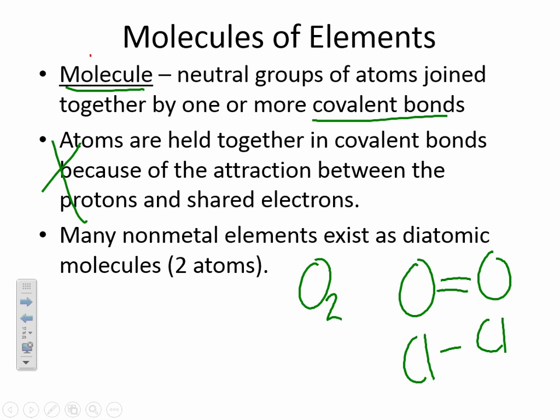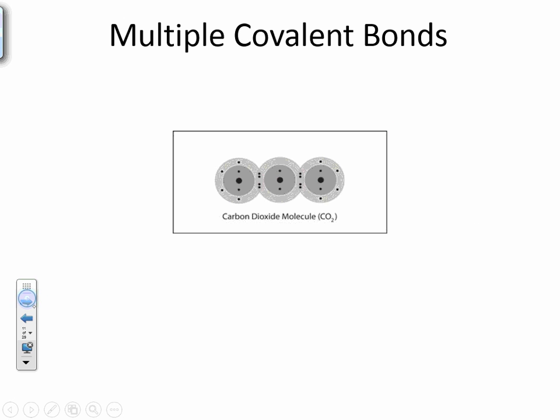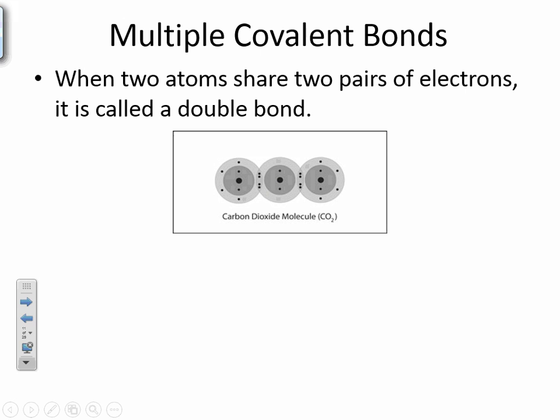Sometimes atoms not only share an electron with each other, they might share 2 sets of electrons, or 3 sets of electrons. So what does that look like? Well, we have a double bond. All right, when we have 2 atoms sharing 2 pairs of electrons, it's going to look like a double bond. Now, let's do carbon here. Carbon's in the middle. Carbon has 4 electrons around it. 1, 2, 3, 4. Oxygen, I'm going to do a different color here.